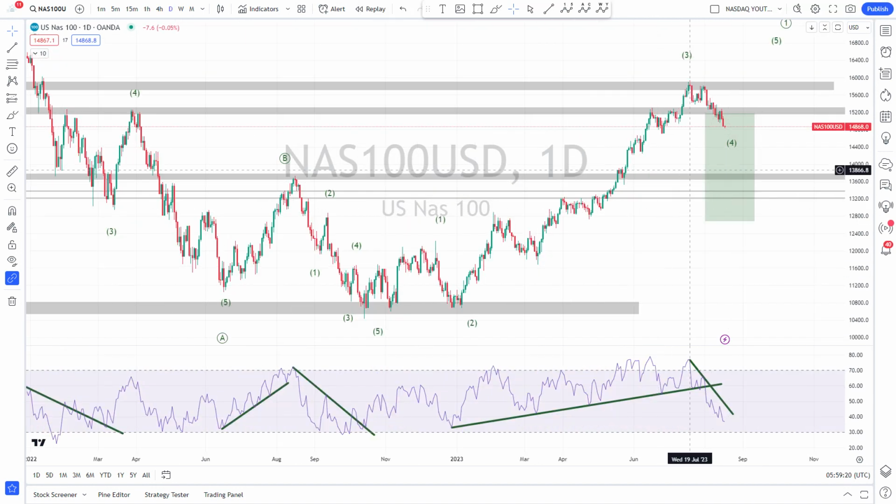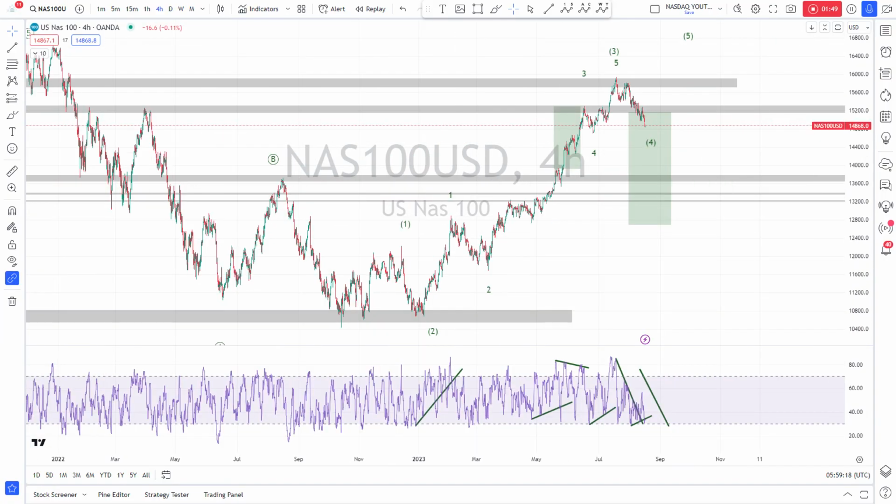on the daily. So A, B, and then here this wave C. You would expect a wave 4 and a wave 5, but we only moved in a 3, 1, 2, 3, which is then corrective. So this is something to keep in mind.